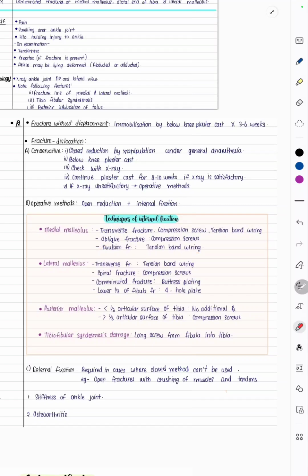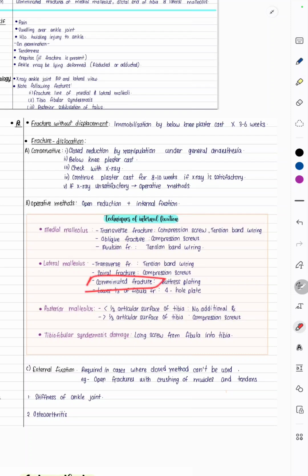And there is a transverse fracture that is seen in case of external rotation injury, where compression screw as well as tension band wiring can be used. In lateral malleolus, there can be avulsion fracture. The spiral fracture is present in case of external rotation, pronated, supinated. So in that particular case, compression screws are used. Transverse fracture, tension band wiring is used.